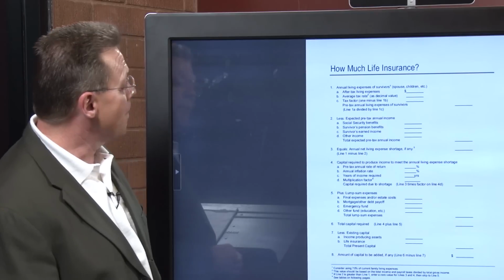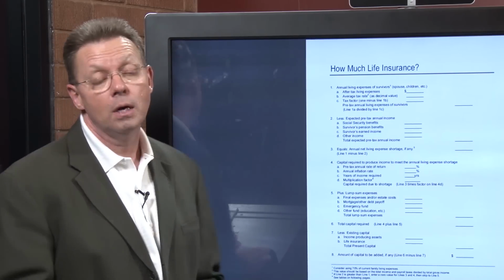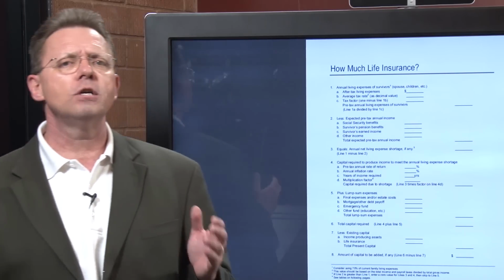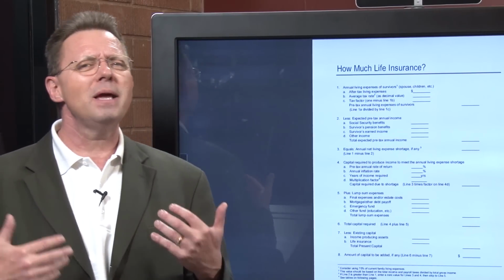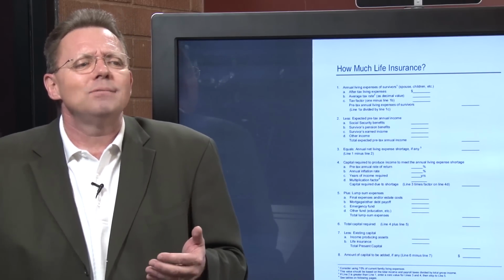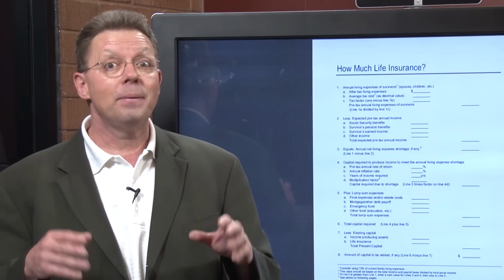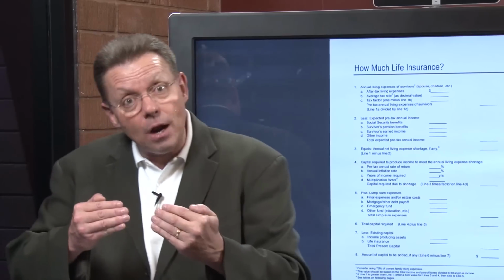Number 4, capital required to produce income to meet annual living expense shortages. Now, most carriers, not all carriers, but most carriers, even if you were a young physician just starting out in your practice, they're going to say, well, he's making $100,000. We're going to give him 15 to 20 times income. His assets may not even be anywhere near $1 million to $2 million, but because they're looking at his earned income. So when I look at all my balance sheet issues and I add on top of that my earning ability, that's got a price tag to it.